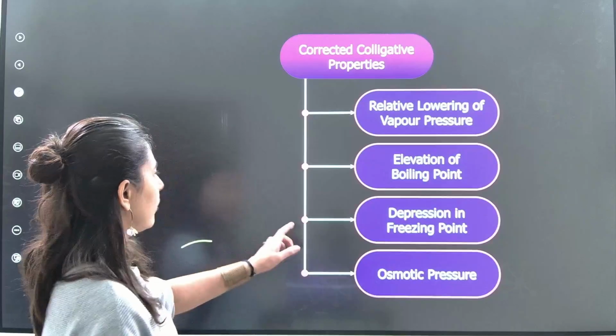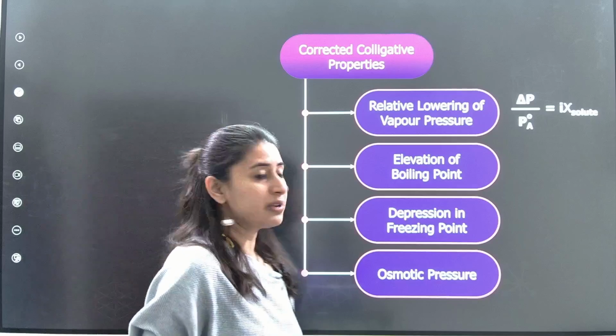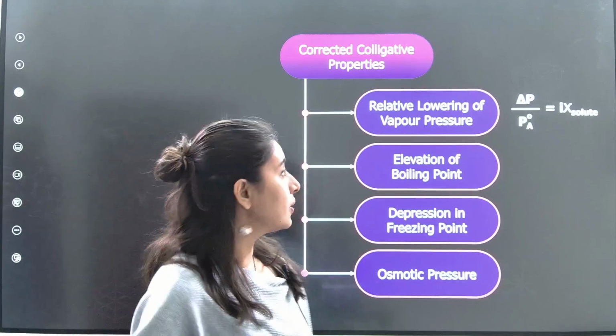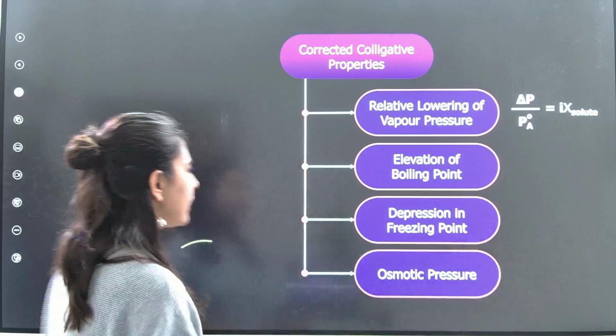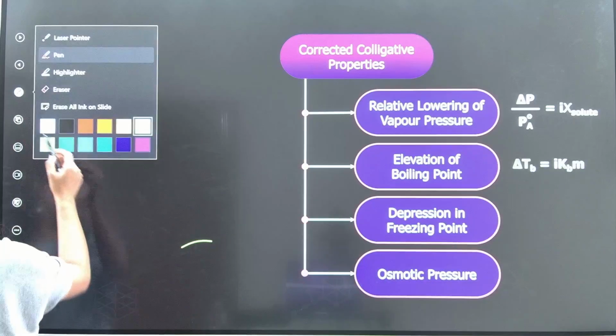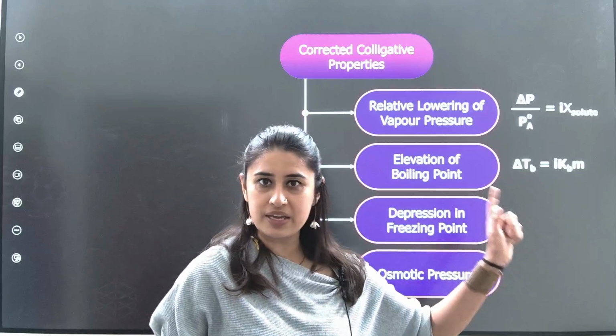What? Relative lowering in vapor pressure. The formula is very simple. Delta P by P naught A is equal to i into the mole fraction of the solute. The second one, elevation in boiling point. You can see that delta T_B is equal to i K_b m.